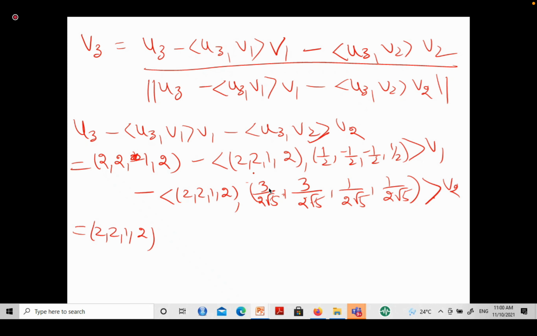(2, 2, 1, 2). What is this inner product? 2 into 1/2, 1, minus 1, 0, minus 1/2, plus 1. So I think it is 1/2. Check this inner product value. Yes, ma'am, 1/2. So it is 1/2 into V1. Okay, what is V1? Again the same thing. Okay, again this inner product.